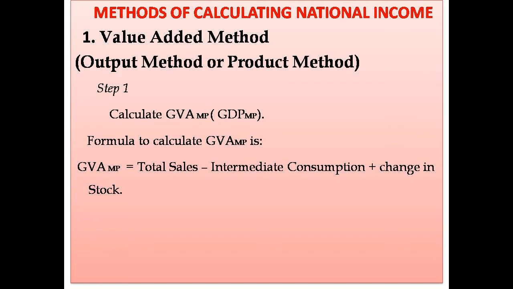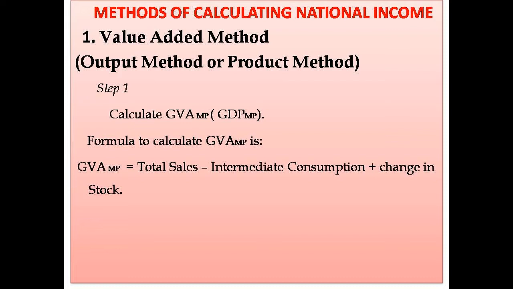In this part, we will discuss the first method, that is value added method. Value added method is otherwise called output method or product method. All these three are one and the same. Now, how to calculate national income and other related aggregates by using value added method?